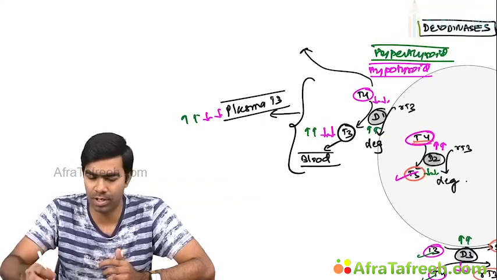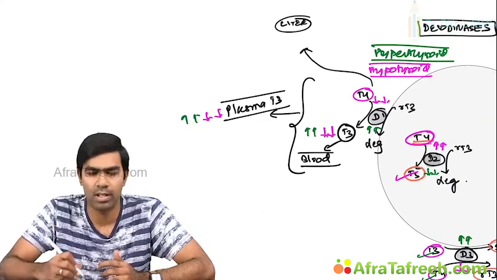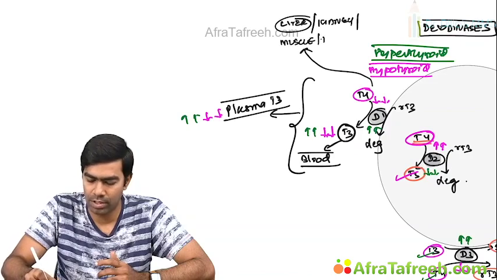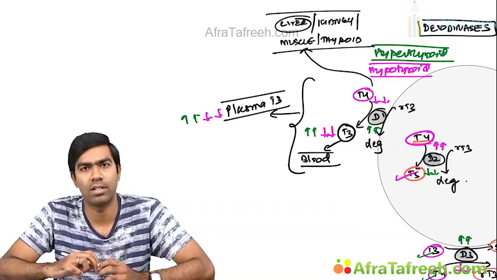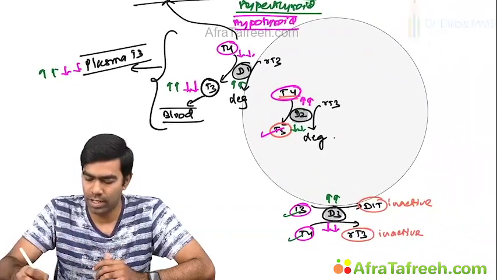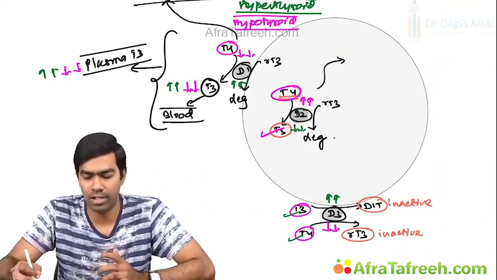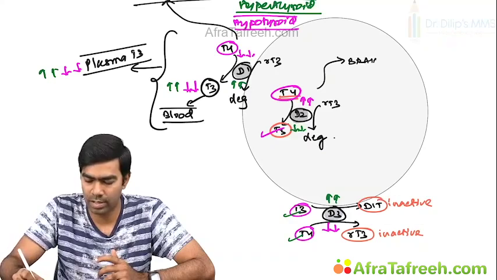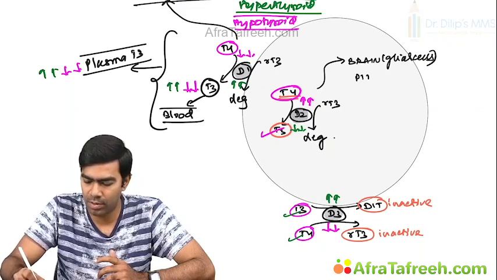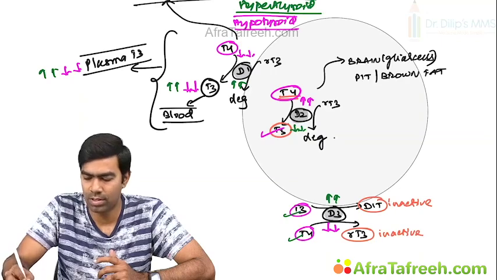So for example, the D1 deiodinases are principally seen in the liver, kidney, muscle, and the thyroid itself. So these are the areas where the D1 deiodinases are in high amounts. The D2 deiodinases, on the other hand, are concentrated in the brain, especially in the glial cells in the central nervous system, and in the pituitary and in the brown fat for the purpose of thermogenesis.